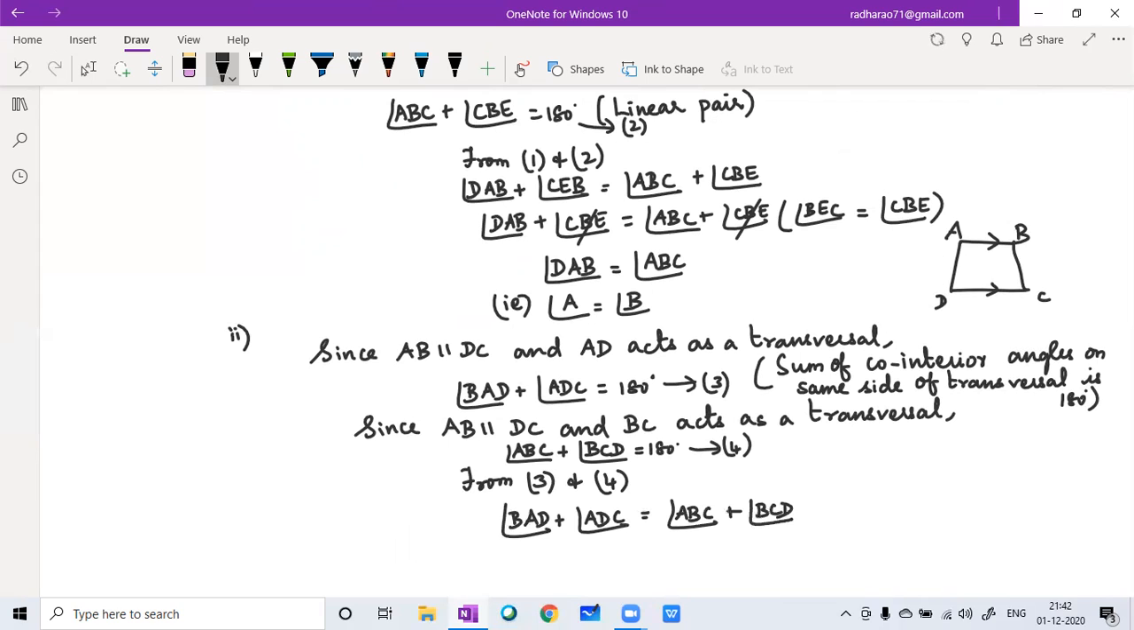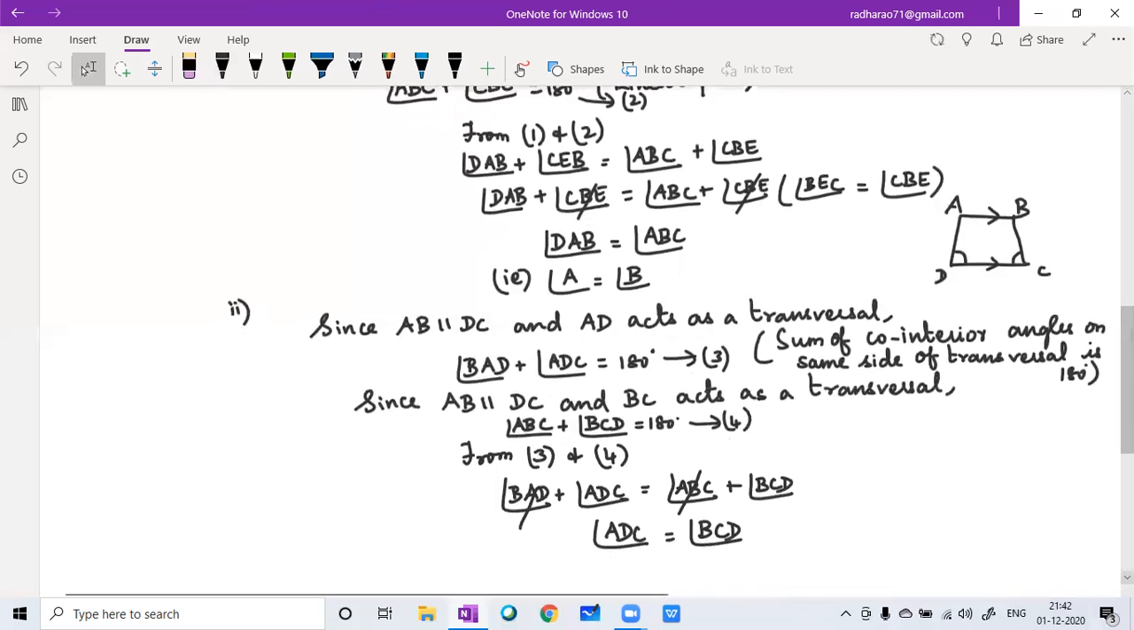And just now we proved angle DAB and angle ABC are equal. So I cancel them on either side. So I get angle ADC equal to angle BCD. They are nothing but angle C and D of the trapezium. That is angle C is equal to angle D.